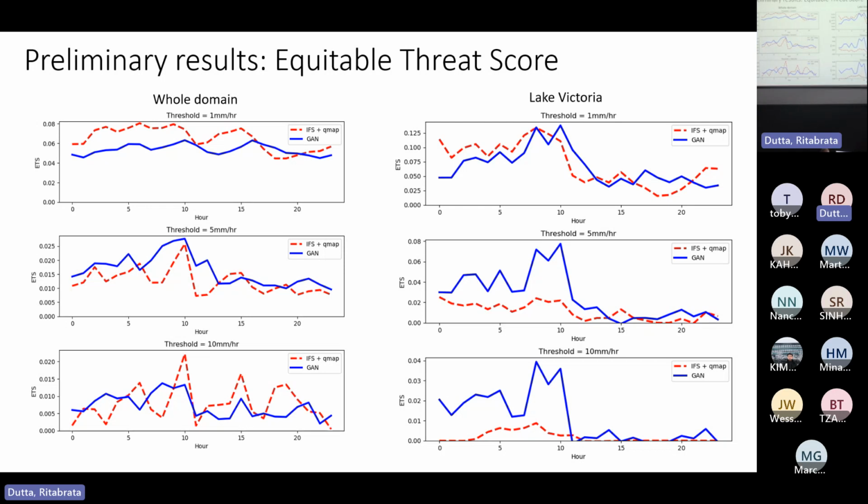But still, I guess that's encouraging that in an area where there's a lot of convective rainfall, it's managing to improve some of these metrics.